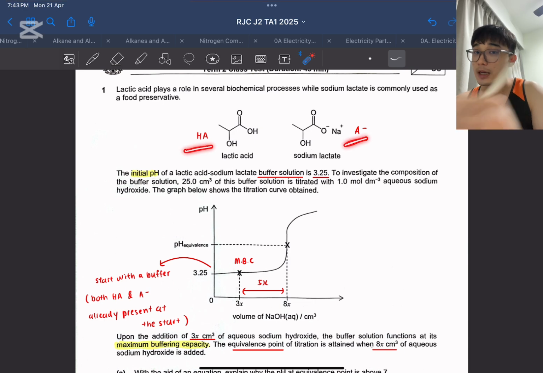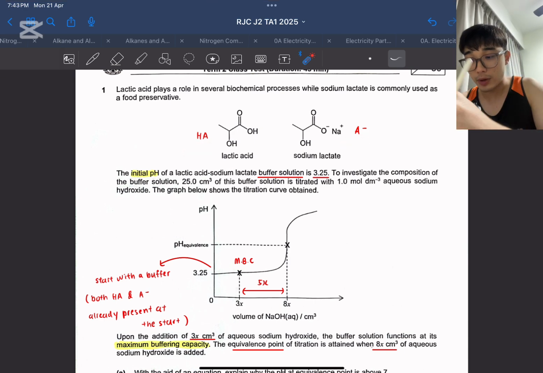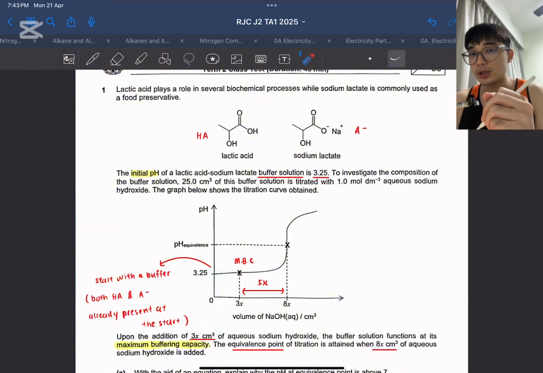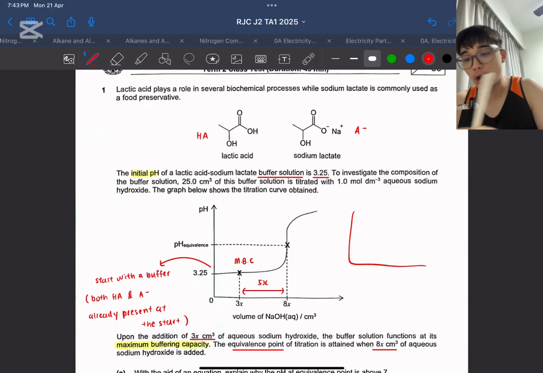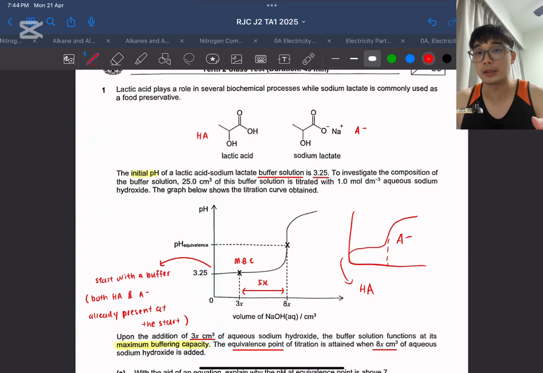How much is there inside? We have no idea. So we are actually performing a titration on the buffer, which is not usually what we see. The reason why this first question is difficult is because in a normal titration curve, we usually start at the beginning with only one species like an acid. And then only at the equivalence point, we have totally neutralized the acid into its conjugate base A minus.